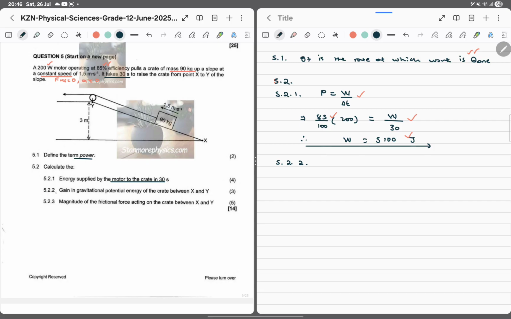Right, 5.2.2 says we need to find the gain in gravitational potential energy of the crate. Again, gravitational potential energy at X is 0 because it's on the ground. There's no height. So we know that gravitational potential energy is just mgh. Again, I don't know why a grade 10 question is asked here.